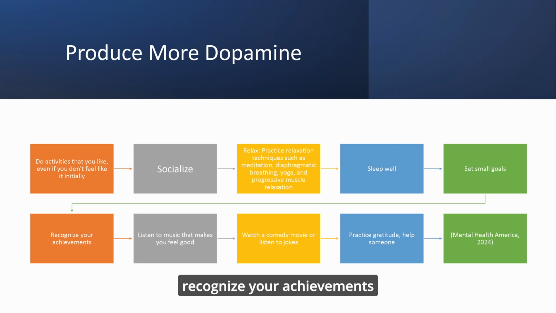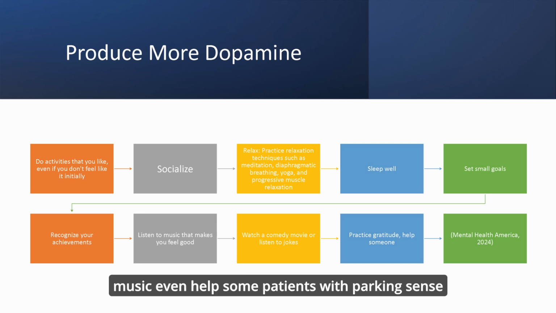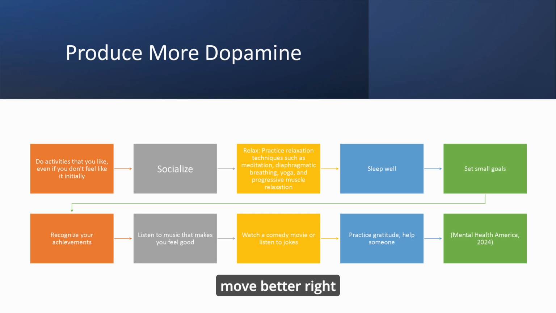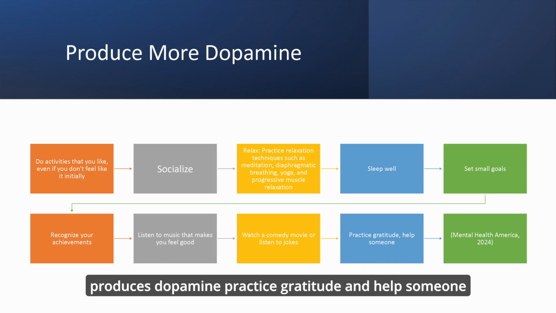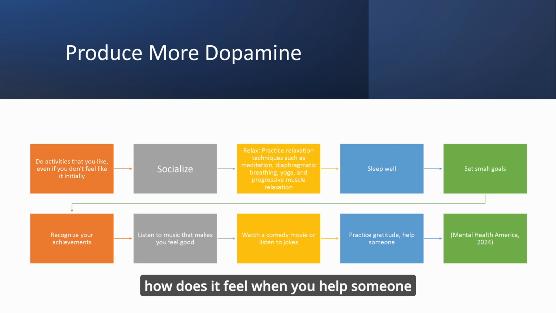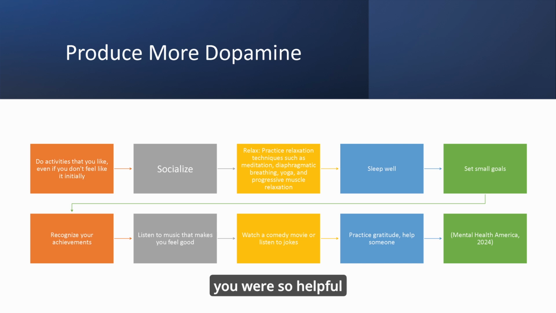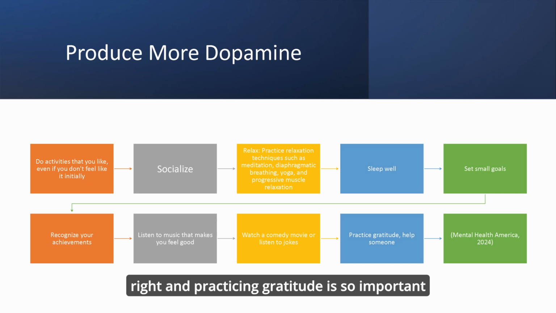Recognize your achievements. Listen to music that makes you feel good. You know, music even helps some patients with Parkinson's move better, right, because of the fluidity. Watch a movie, listen to jokes, okay? Laughing produces dopamine. Practice gratitude and help someone. How does it feel when you help someone? When someone tells you, oh my God, you were so helpful, right?